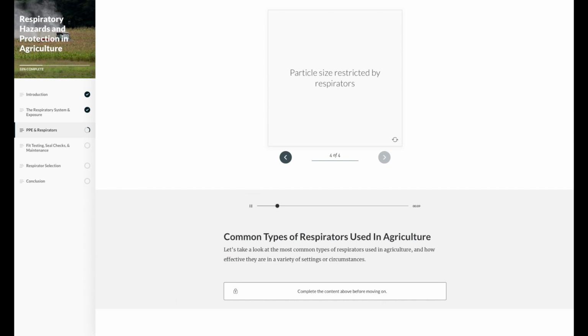Let's take a look at the most common types of respirators used in agriculture and how effective they are in a variety of settings or circumstances.